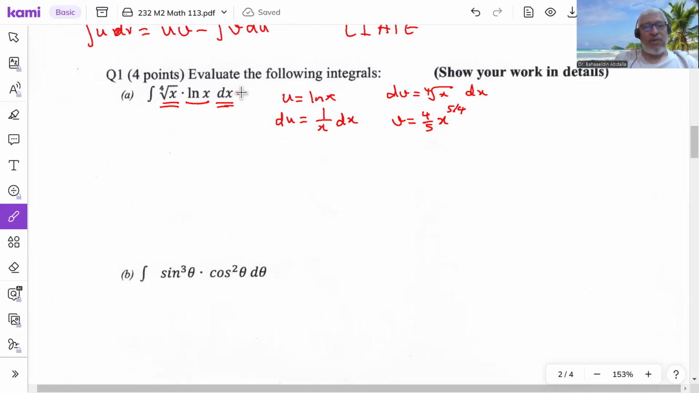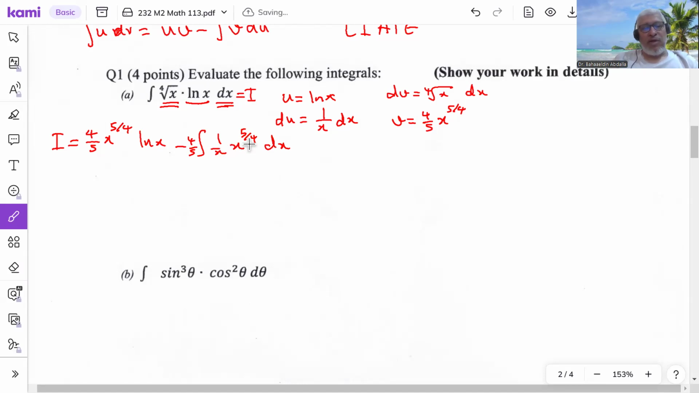So now, if I call this integral I, then I would be equal to, according to the rule, uv. So u times v would be, I write 4 over 5 x to the power 5 over 4 first, and then ln x. So this is u times v minus the integral of v du. So v times du. So I have 4 over 5, I can take it outside the integral, and I have 1 over x times x to the power 5 over 4, and I have dx.